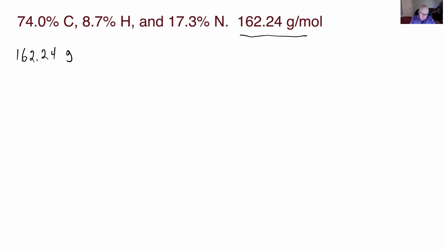Okay, if I had 162.24 grams of my compound, I know that 74% of those would be carbon, right? So I'm going to turn my 74% from here into 0.74. Multiply those numbers, and I have notes beside me that says I have 120.06 grams of carbon in 1 mole of nicotine.